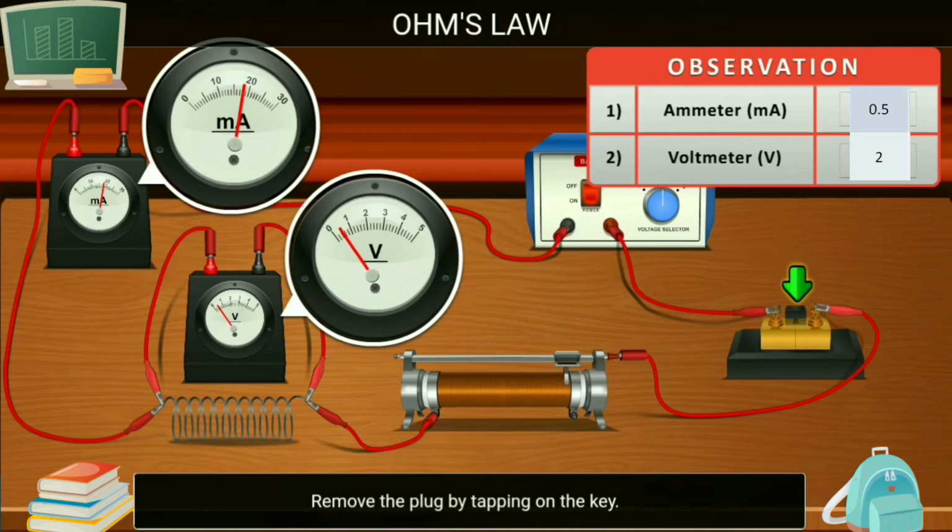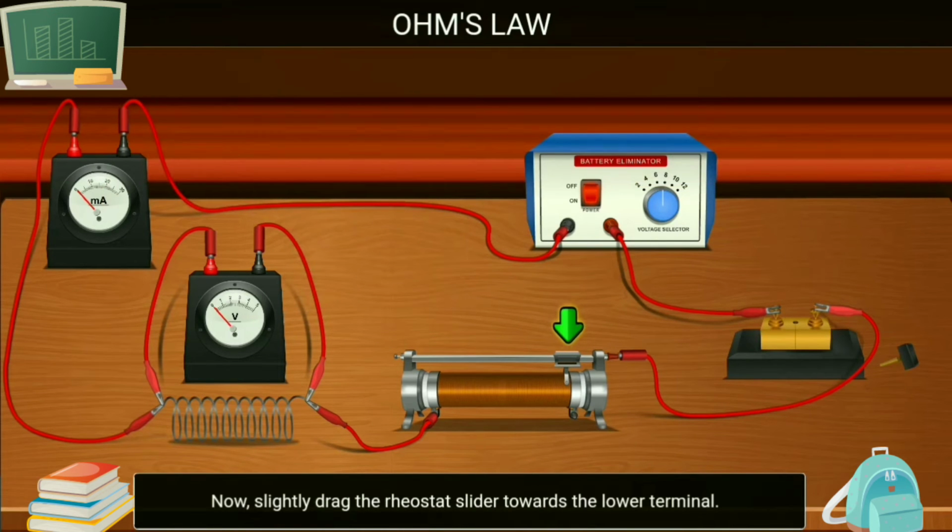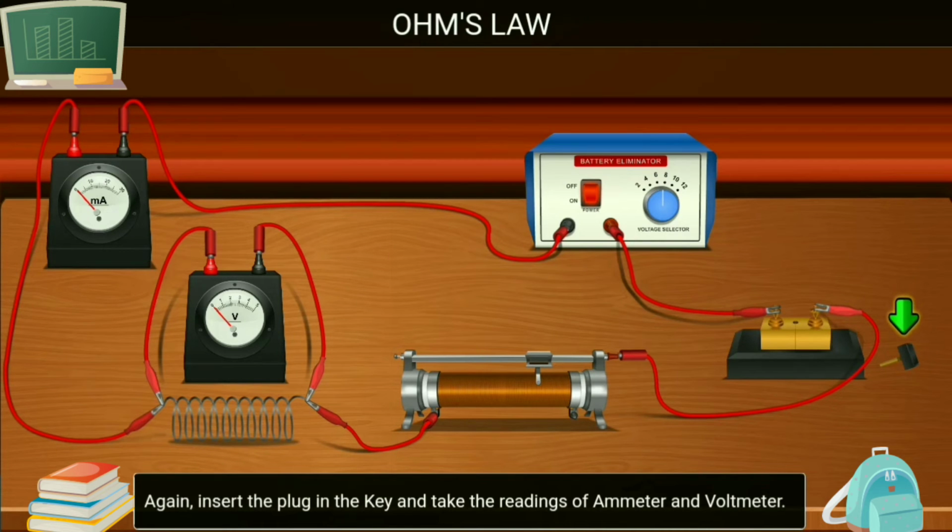Remove the plug from the one-way key. Now, slightly drag the rheostat slider towards the lower terminal. Again, insert the plug in the key and take the readings of the ammeter and the voltmeter.